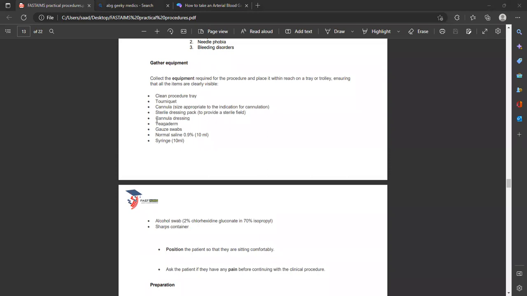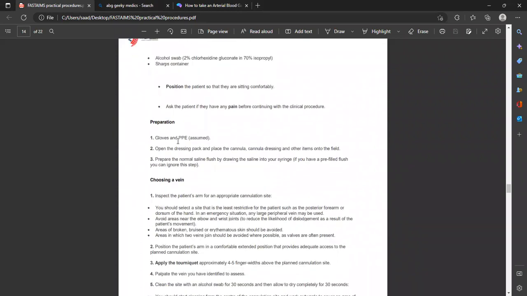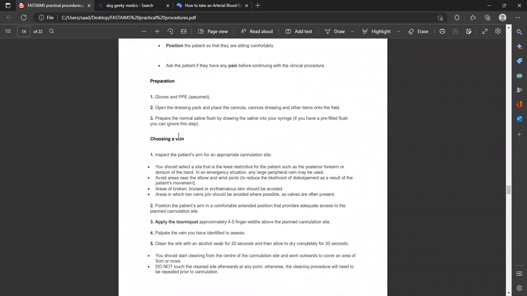Okay, sterile dressing pack and Tegaderm. Tegaderm is important. I will show you how Tegaderm looks, along with the gauze swab, normal saline and syringe. You just have to now position the patient and ask the patient about pain, and assume you are gloved.